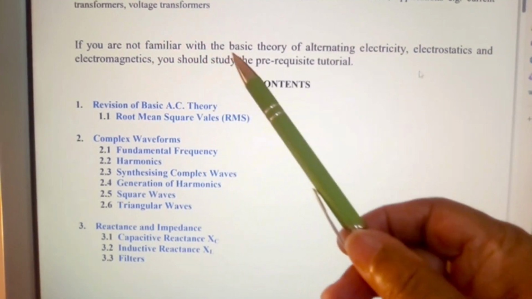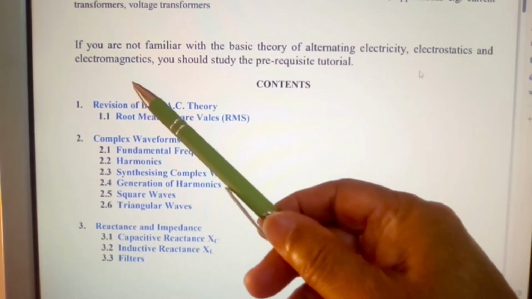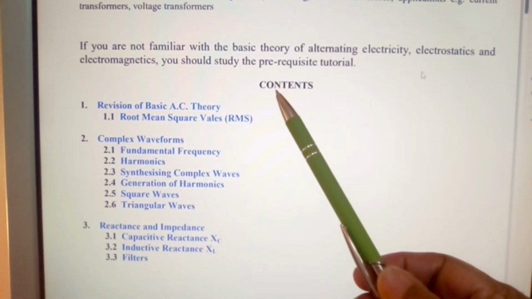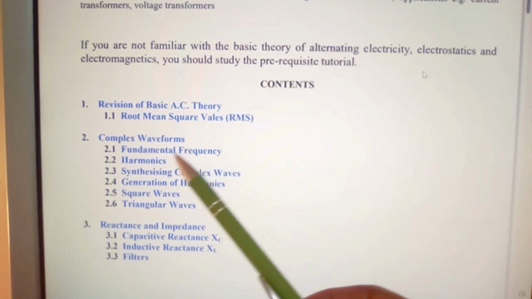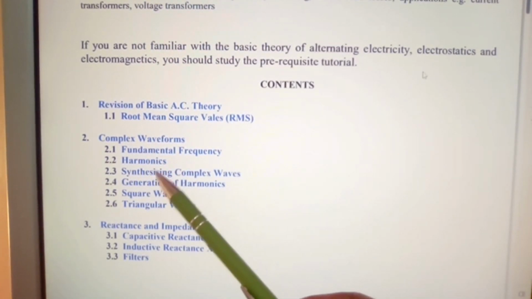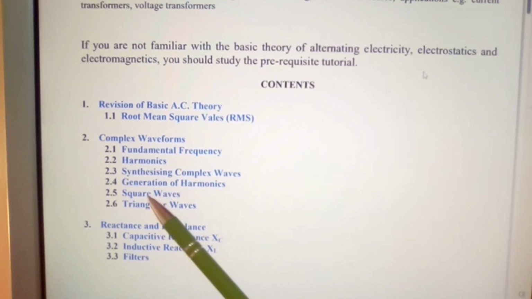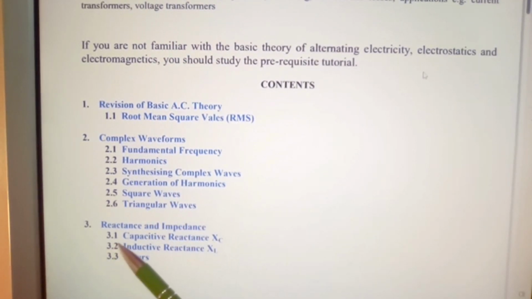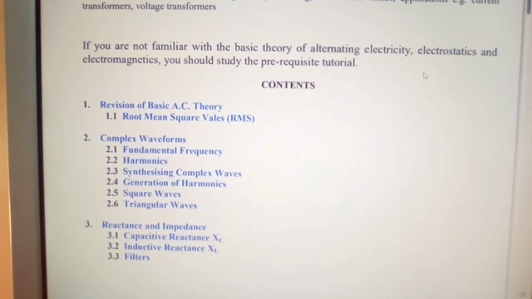If you are not familiar with the basic theory of alternating electricity, electrostatics, and electromagnetics, you should study the prerequisite tutorials, okay? Now again, contents. Revision of basic AC theory, root mean square values, complex waveforms, fundamental frequency, harmonics, synthesizing complex waves, generation of harmonics, square waves, triangular waves. Now reactance and impedance. Now capacitive reactance XC, inductive reactance XL, and filters. Okay.